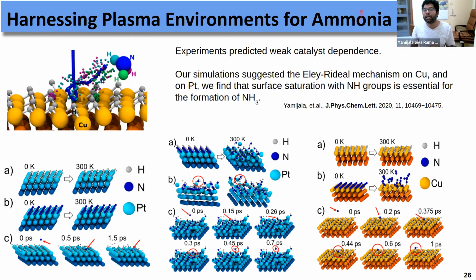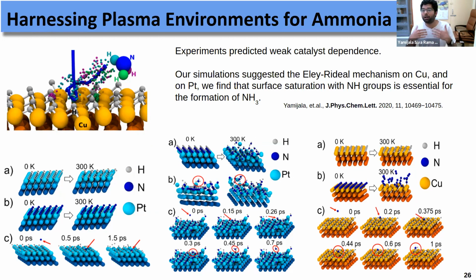On the copper, it is the Eley-Rideal mechanism, which just means that the incoming nitrogen molecule is able to directly interact with the hydrogen atoms that are present on this copper surface, and it can form the ammonia molecule. Whereas in the case of platinum, if you are impinging a nitrogen atom onto the hydrogenated surface, that will just be adsorbed there, as shown here. On the other hand, if you consider the saturation with NH groups, as I have shown here, then if you start impinging either with a hydrogen atom or with a nitrogen atom, we are able to observe the ammonia.